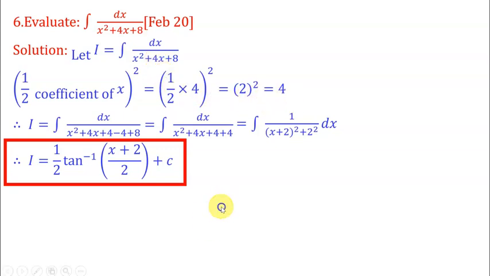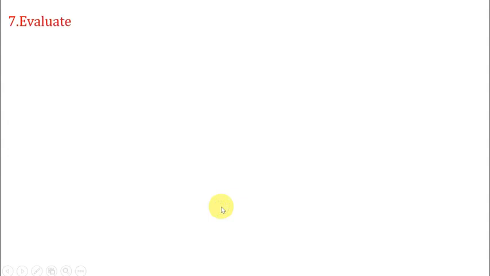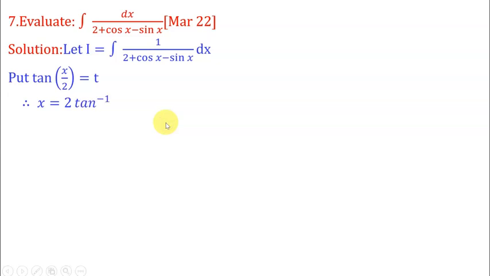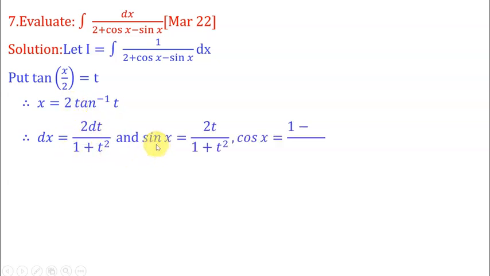Okay. Now, next example. Evaluate the integral dx upon 2 plus cos x minus sin x. March 22 examination. Again, here the substitution is tan of x by 2 is equal to t, to write the value of cos x and sin x in terms of t. Put tan of x by 2 equal to t. Differentiate: x is equal to 2 tan inverse of t, dx is equal to 2 dt upon 1 plus t square. The value of sin x in terms of t is 2t upon 1 plus t square, and cos x is 1 minus t square upon 1 plus t square.